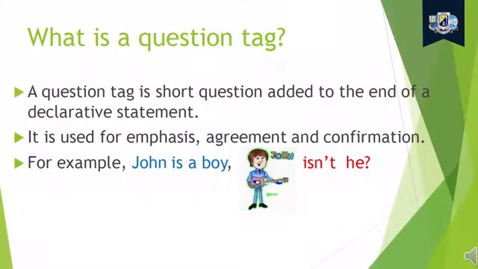A question tag is a short question that is added to the end of a declarative statement for confirmation or agreement. What that means is that if I make a statement and you are not clear, or you want to be sure, or I want to be sure that you agree with what I have said, I need to maybe ask a question at the end of it in order to elicit your response.